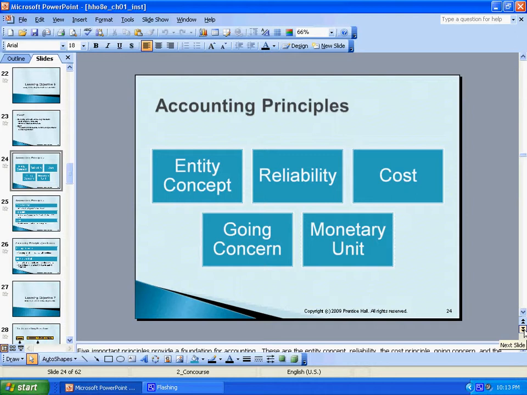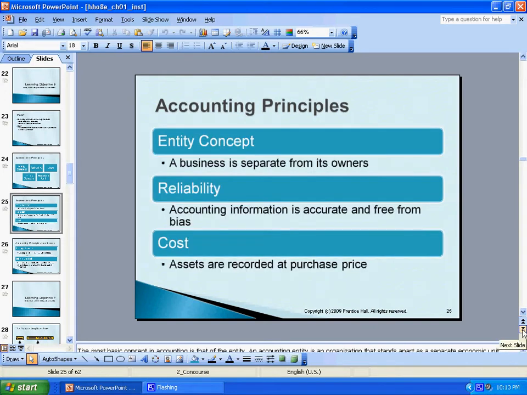We've got the entity concept, we've got reliability, we've got the cost principle, the going concern principle, and the monetary unit. The entity concept is simply stated the business is separate from its owners. Even though the business owner is responsible for the debt of the business, the business is separate. Okay? So, there's transactions of the business which are not included with transactions of the owners.